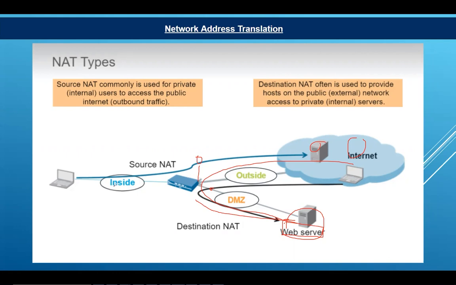So here we have multiple IP addresses. Destination NAT is your one-to-one NAT, meaning one public IP address with one private IP address. That's simple.